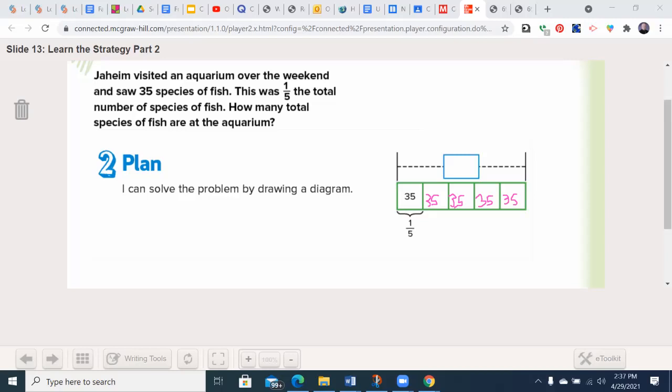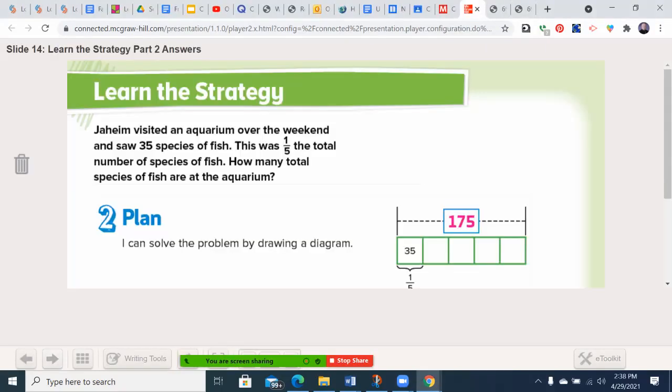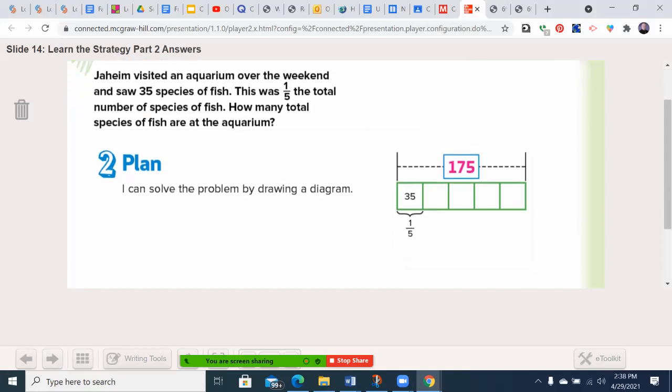And now, if I think back to what we learned earlier in the year, all of these together should equal what number goes there. Because 1/5 of this is 35. So I'm going to multiply 35 times 5. Well, we'll get into that step in just a moment. So I'm going to go ahead and clear the screen. And 35 times 5 is 175. There were 175 species of fish at the aquarium. So write that in.